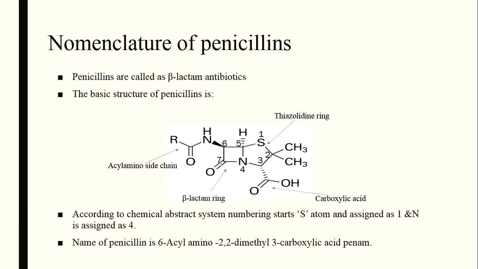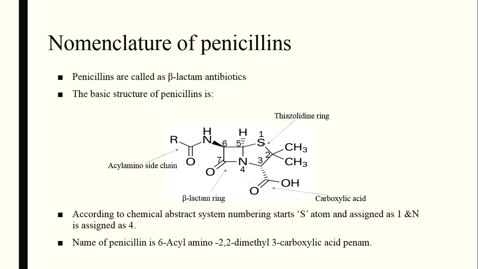Now we'll see what other rings are attached to the beta-lactam ring. This is the general structure of penicillins. The beta-lactam ring is present here. The beta-lactam ring is fused to a thiazolidine ring. What is thiazolidine? Thia indicates sulfur, az indicates nitrogen, olidine indicates a completely saturated 5-membered ring. The beta-lactam ring and the 5-membered thiazolidine ring are fused together. So this structure we'll call penam.